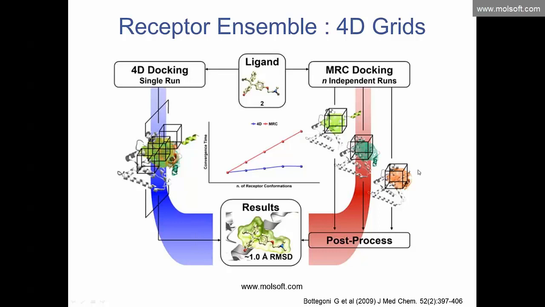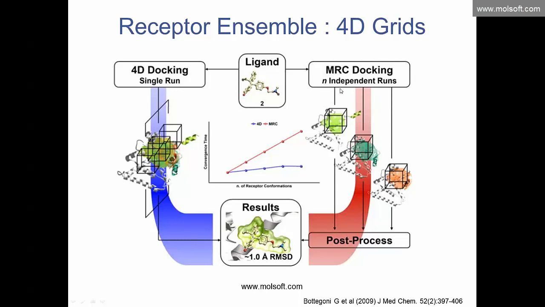So we're going to start with receptor ensemble docking. We have two different approaches which you could use in ICM. One is 4D docking, which is a single run, and one is multiple receptor conformations. So you could imagine a scenario where you have 3 crystal structures that represent flexibility within the pocket. So maybe there's a loop region that comes in and out in each one, or there's a flexible receptor.